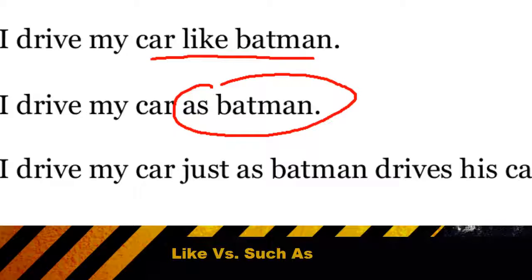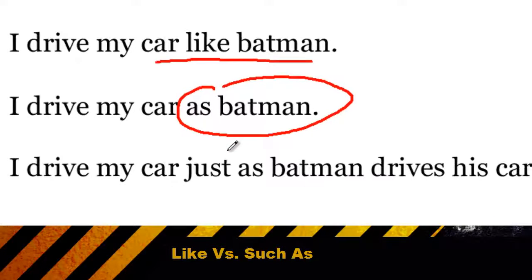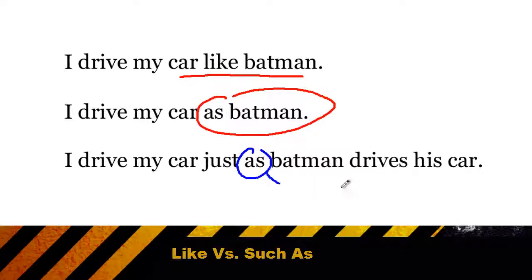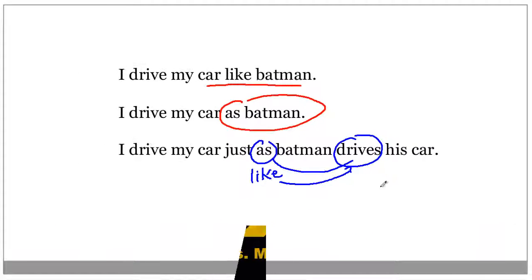A less tested rule, and it's actually not a firm rule, is that when you're comparing verbs, or a verb comes after your comparison, as is preferred over like, even if you mean just similar to. So if I say I drive my car as Batman drives, because the verb came almost immediately after the as, that is preferred over like. You wouldn't say I drive my car just like Batman drives his car, simply, again, because the verb is too close.